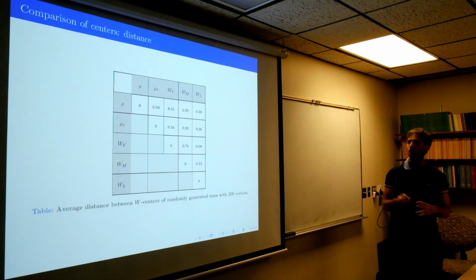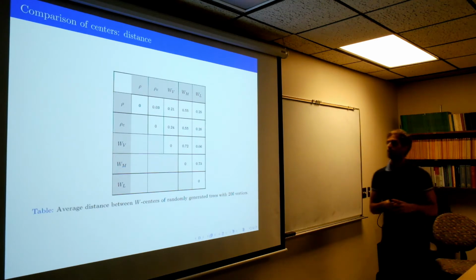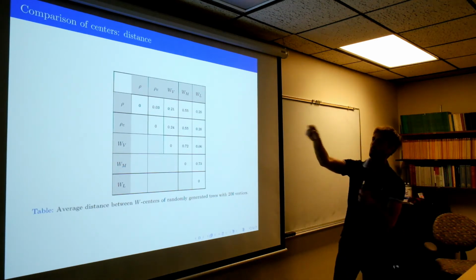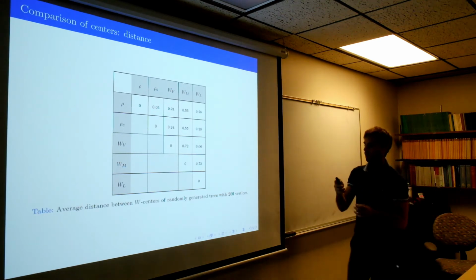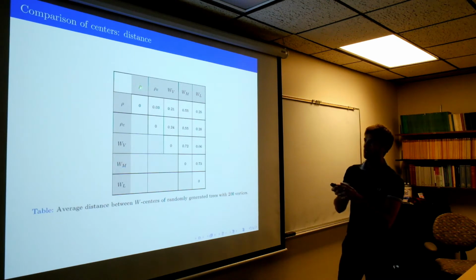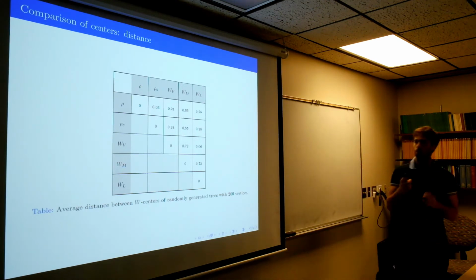Okay, now we can finally compare all of these examples of center. So here I compare the distance among centers computed using different definitions. Here I'm using rho, so the Perron value. Here I'm using rho C. Here I'm using the number of vertices. Here I'm using the maximum distance, and here the number of pendant vertices.